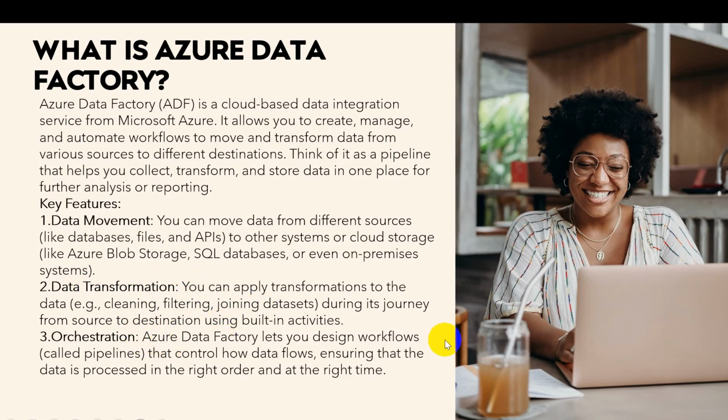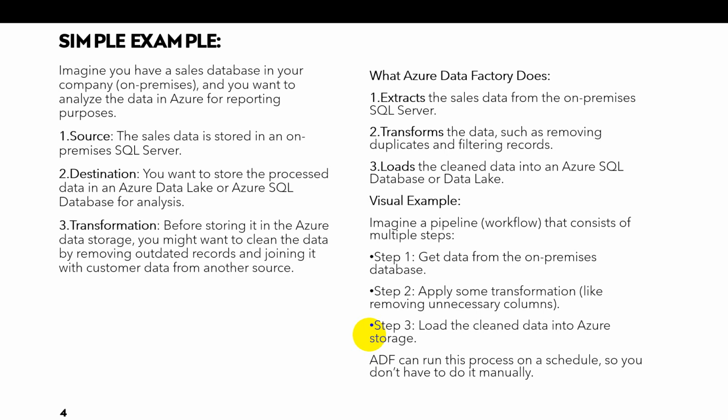Now talking about orchestration. Orchestration means it's a kind of workflow which automatically runs. There's no need of human intervention to load the data. Once some pipeline is created, that pipeline will make sure that data is flowing from source to target. So this is what I am talking about in brief.